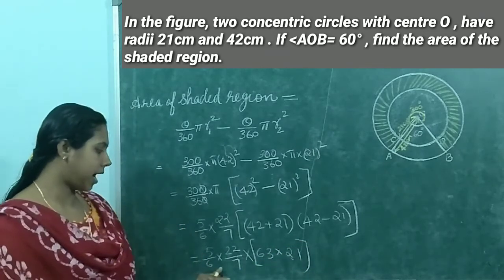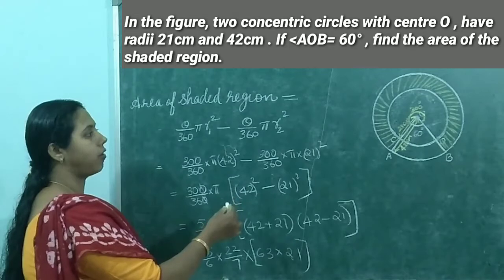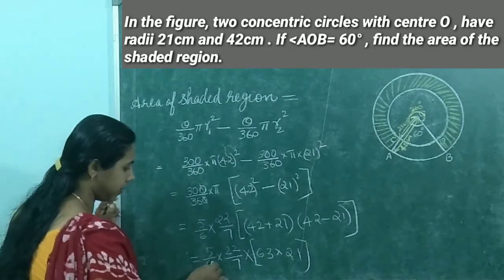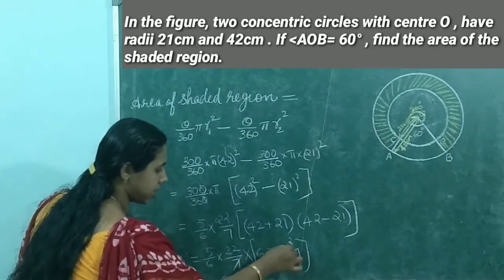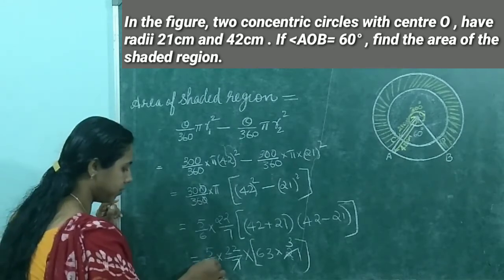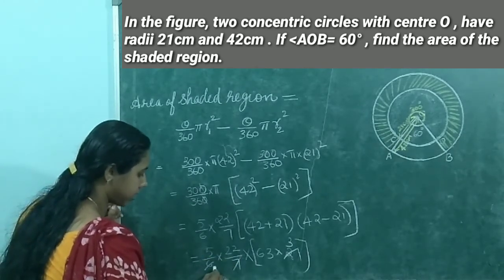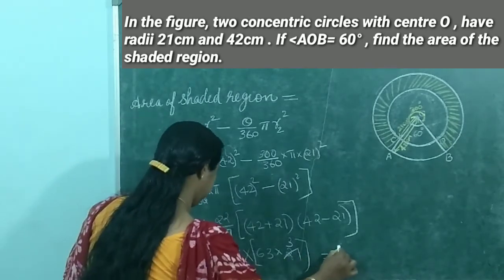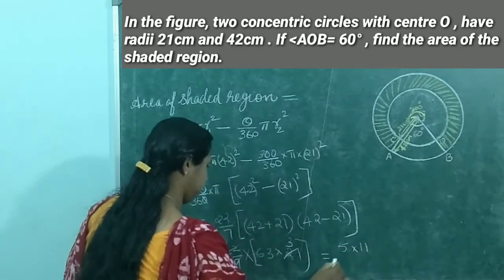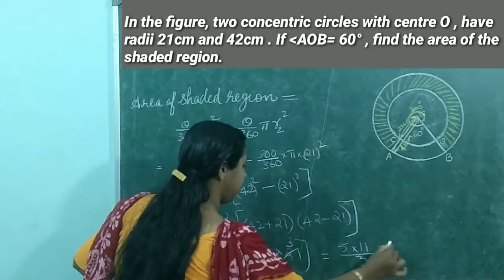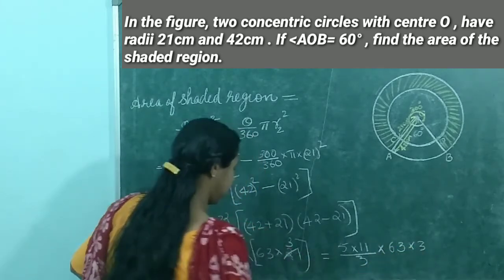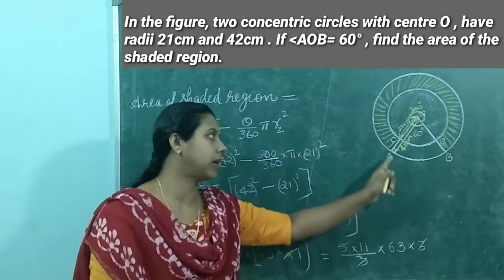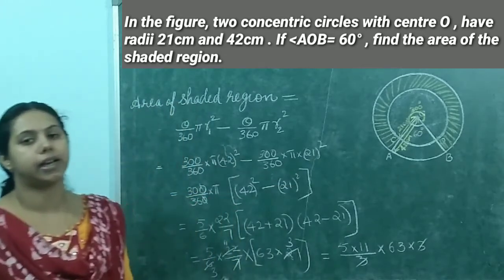So when you multiply all these, we will get the area of the shaded region. You can cancel the common factors. Here 7 3s are 21, and here 2 is the common factor, 3 2s are 6, 11 2s are 22. So that will be equal to 5 into 11 by 3 into 63 into 3. Again 3 and 3 will be cancelled. So 55 into 63, you will get the area of the shaded region.